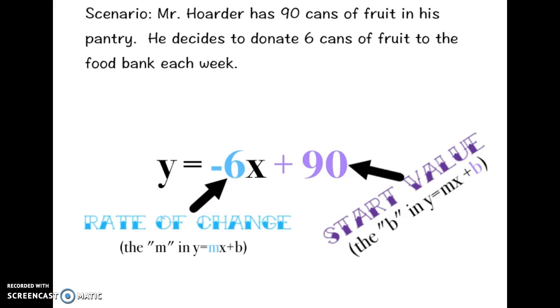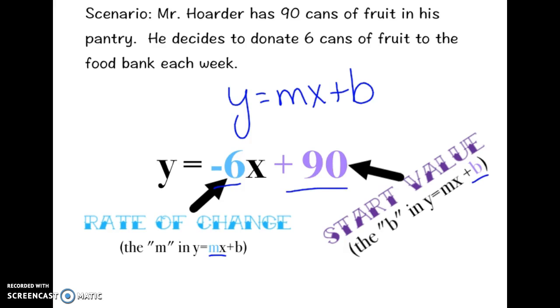All right, if given an equation, same scenario, this equation could be represented as y equals -6x plus 90. If we have this equation y equals mx plus b for a linear equation, the rate of change in this scenario is -6, and it's always the m in y equals mx plus b. The number that's multiplying x is your rate. The start value, this plus 90, is the b in y equals mx plus b. That's where it's going to show up.